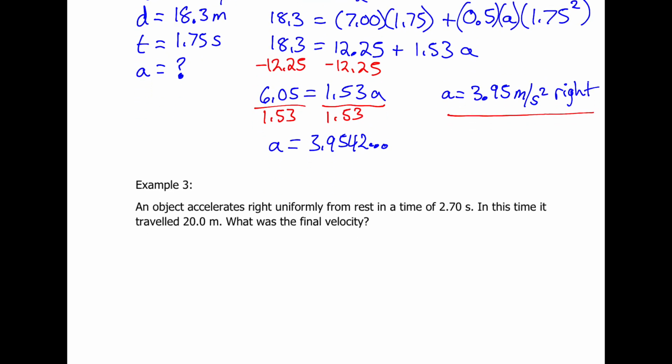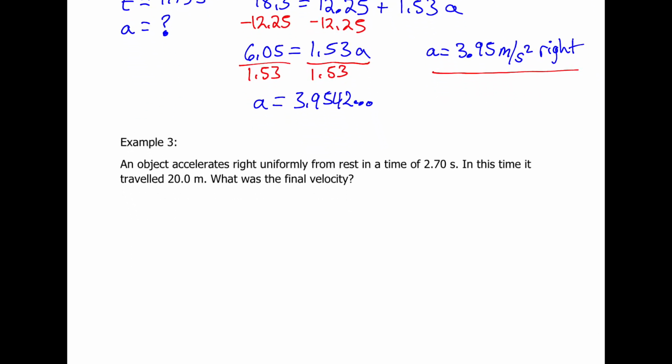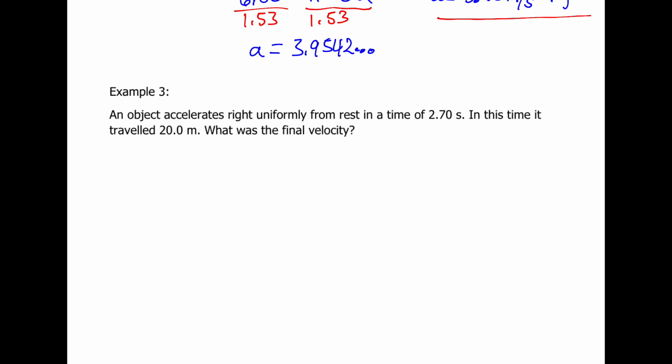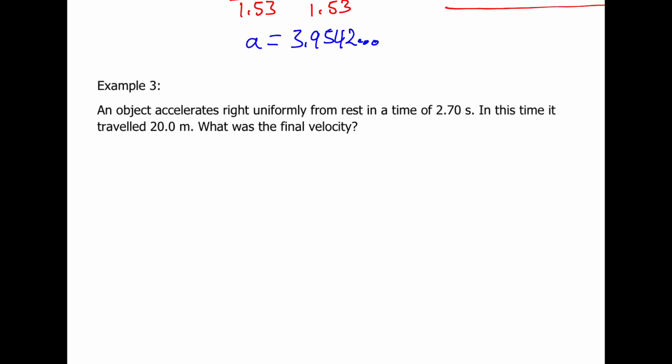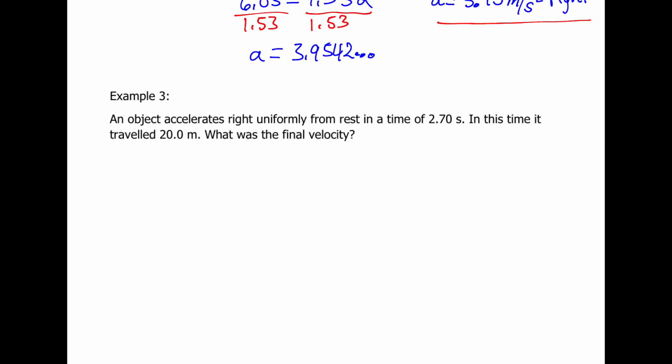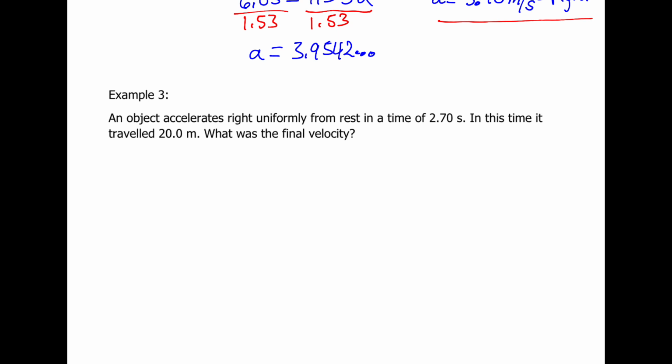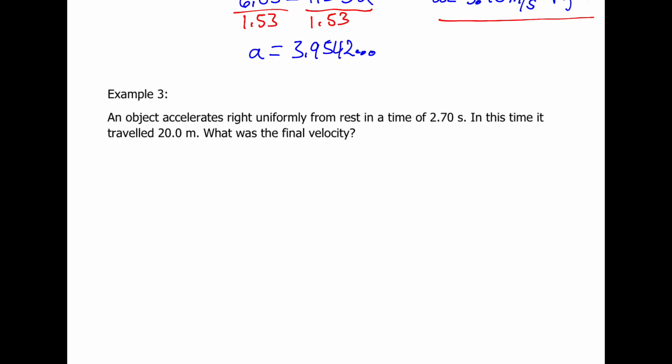Next question, similar, but of course different. An object accelerates to the right uniformly from rest in a time of 2.7 seconds. In this time, it has traveled 20 meters. What is the final velocity? So we're going to write down each of the pieces in the question to start with. Uniformly from rest is a very important one. The from rest sentence tells me my initial velocity is 0. So we're going to start by writing my initial velocity is equal to 0 meters per second.